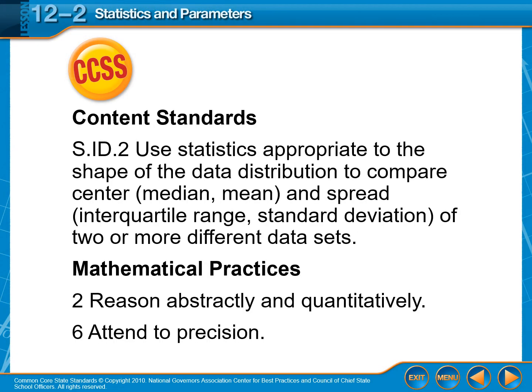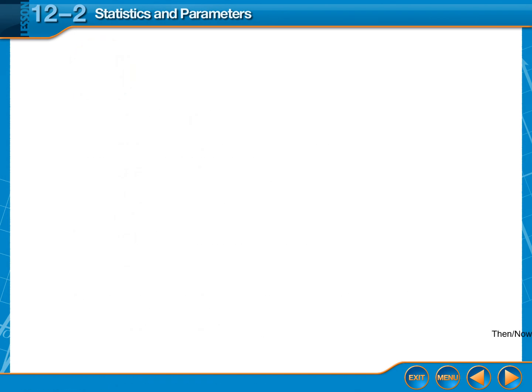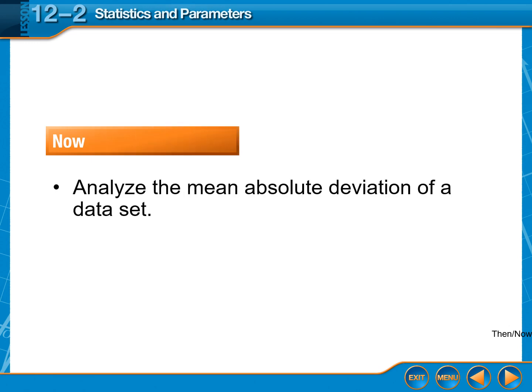All right, guys. The standard from which this lesson is derived is as follows. SID 2. Use statistics appropriate to the shape of the data distribution to compare center, median and mean, and spread, interquartile range, standard deviation, of two or more different data sets. Today's objective, we only have one. You guys are about to learn how to analyze the mean absolute deviation of a data set.